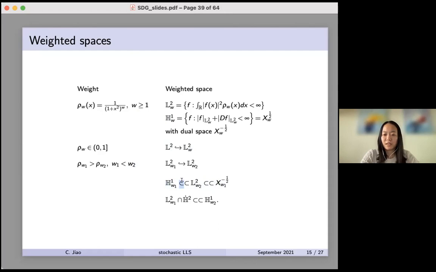The first embedding can be easily shown using the Rellich embedding theorem on balls of finite dimension, and then use the ratio between the two weight functions outside the ball. We also have this compact embedding, which is essentially one more order up from the first embedding. So the intersection of L2w1 with H2 dot is compactly embedded in the space H1w2. Okay, so we have the weighted space defined.